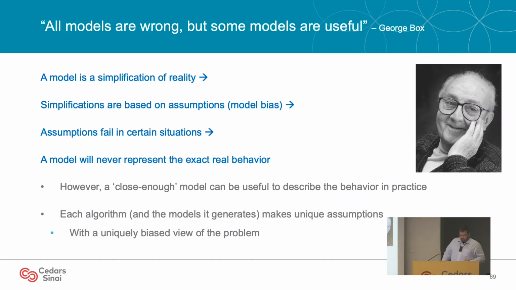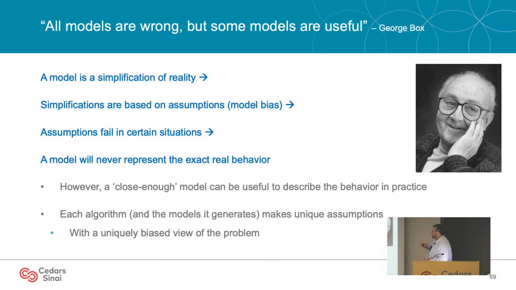I like this quote from George Box: all models are wrong, but some models are useful. Remember that a model is a simplification of reality. Simplifications are based on assumptions, and therefore some kind of bias is integrated into the modeling. Also, assumptions will fail in certain situations, so a model will never represent the exact real behavior of a system you're trying to capture. I think most of us can accept that. However, a close enough model can be useful to describe the behavior in practice.